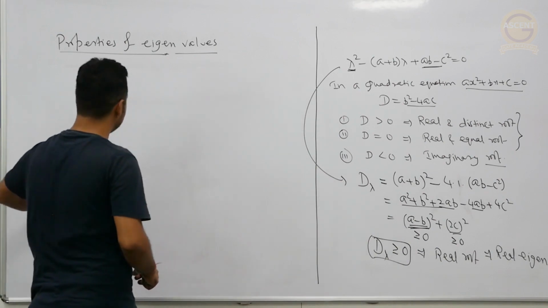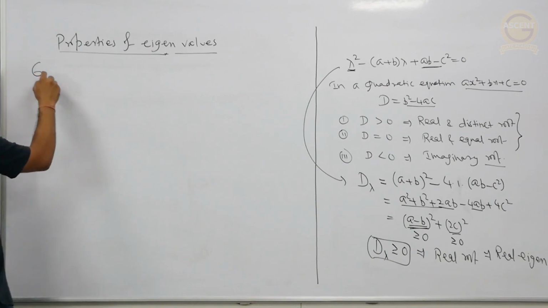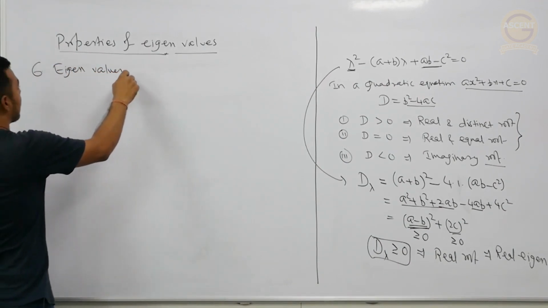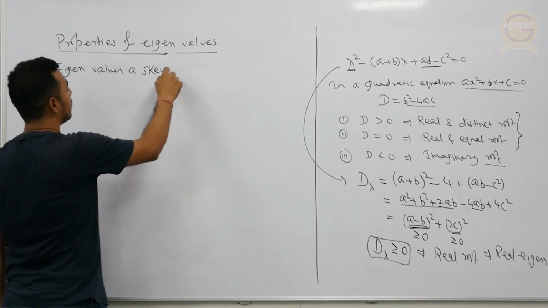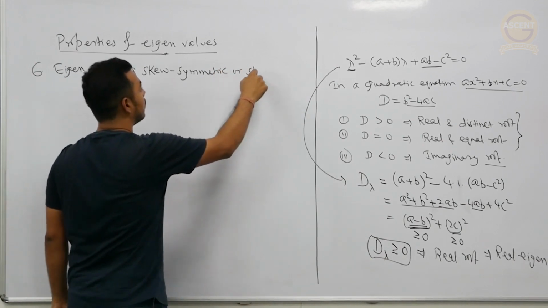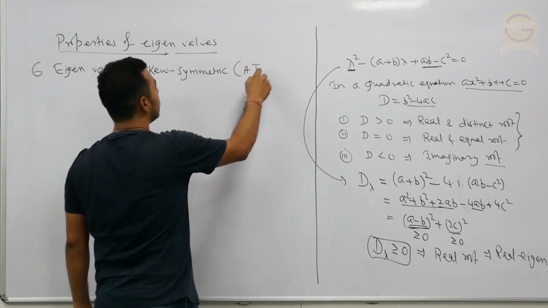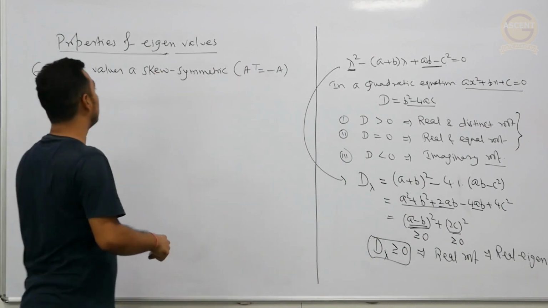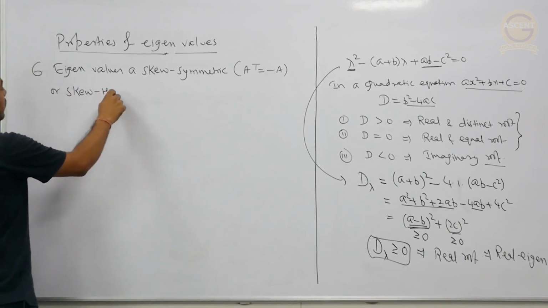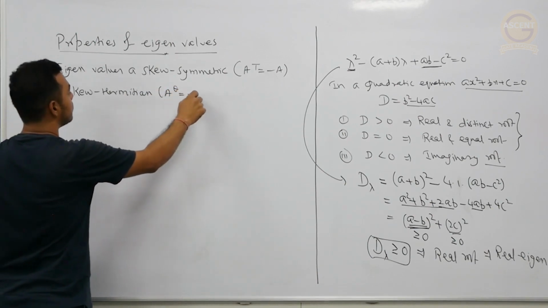Property number 6 is eigenvalues of a skew-symmetric or a skew-Hermitian matrix. The definition of a skew-symmetric matrix was A transpose is minus A. The definition of a skew-Hermitian matrix was conjugate transpose of A is minus A.